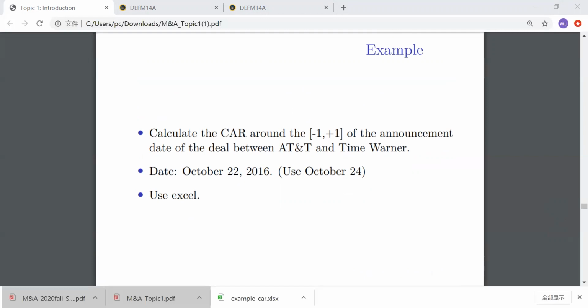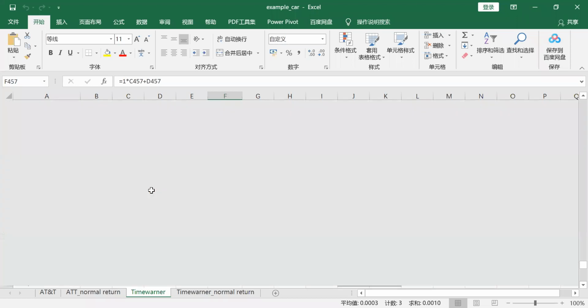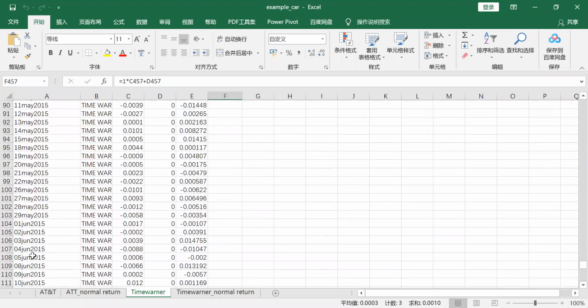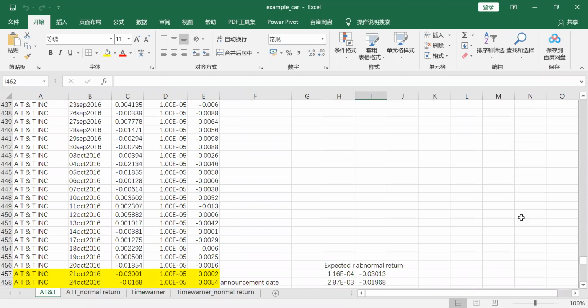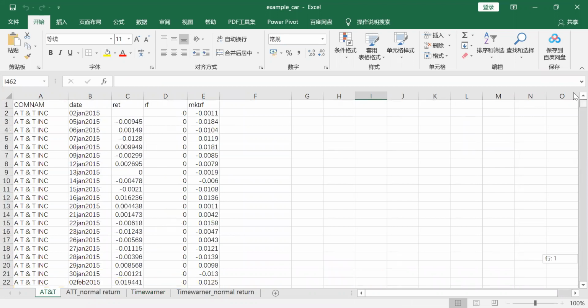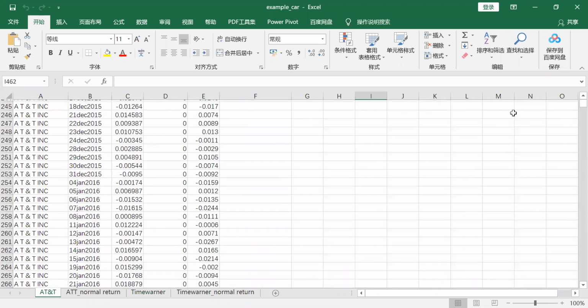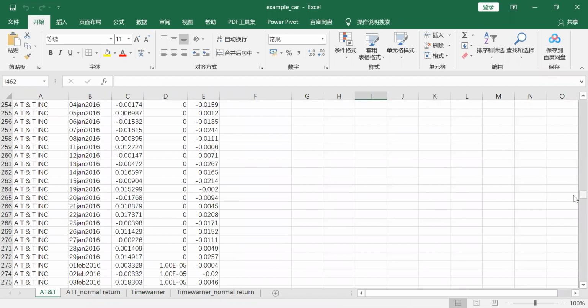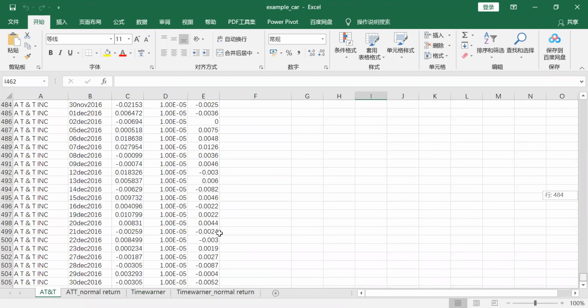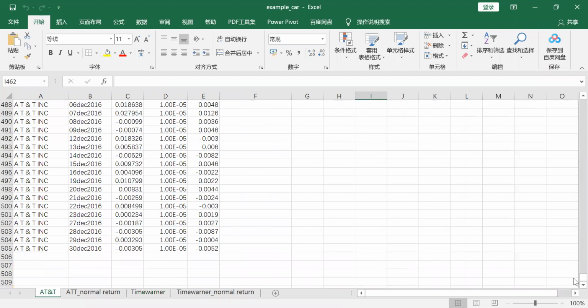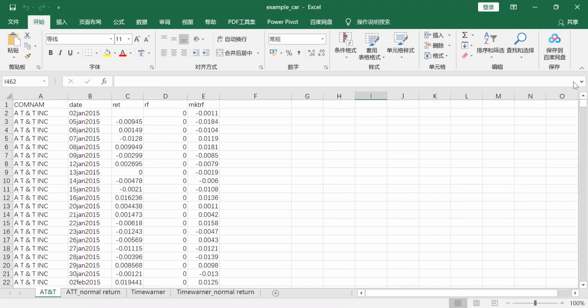So let me adjust. All right, now you can see the screen. The first tab has the AT&T stock prices every day, from January 2nd, 2015 to December 31st, 2016. So these are all the stock prices of AT&T.